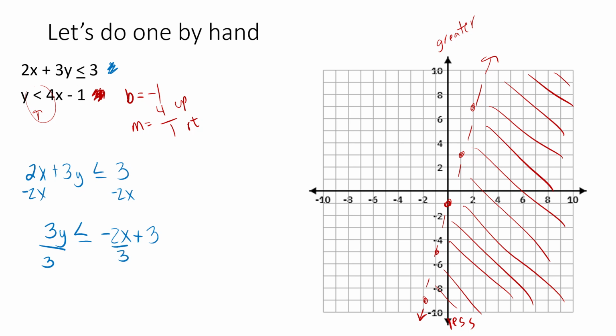And divide everything by 3. I am dividing by a positive, so I do not need to flip my inequality around, but be mindful of that.